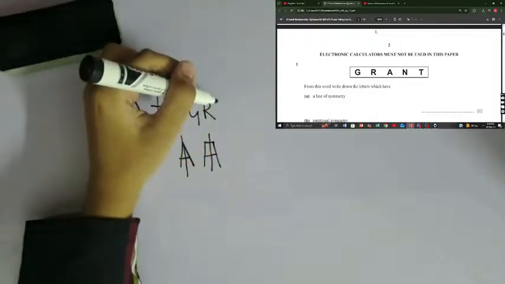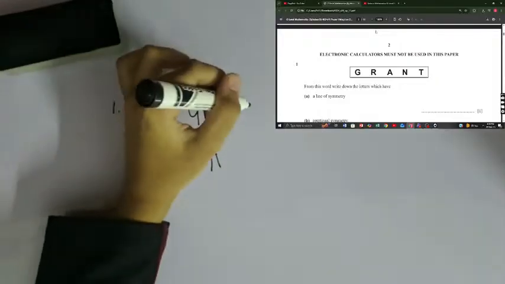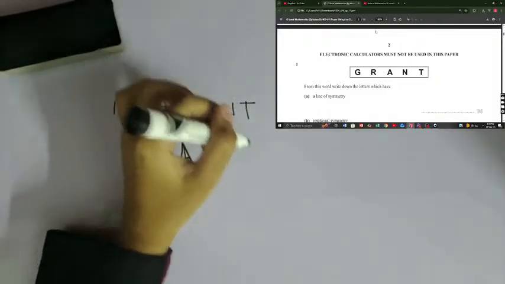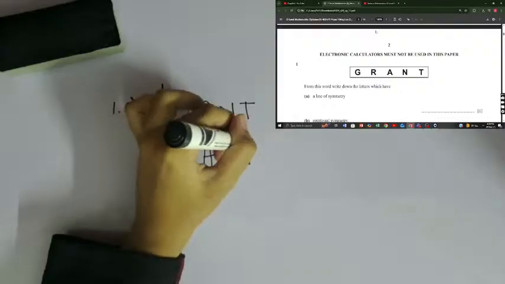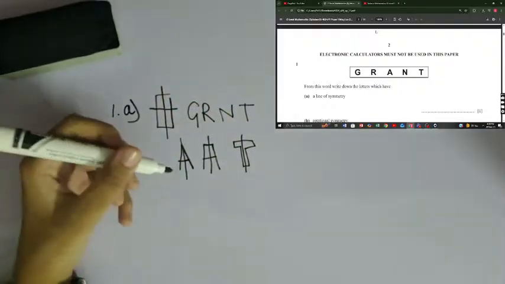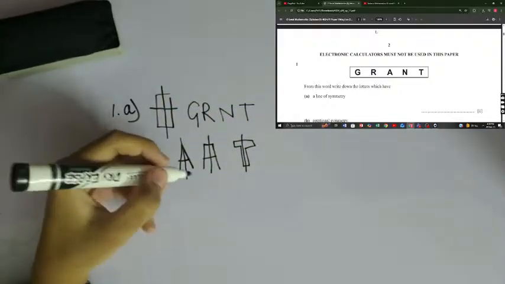Furthermore, next we have letter N, which does not have a line of symmetry, but the letter T does have one if we cut it along its middle. See? So we have two letters that have a line of symmetry, A and T.